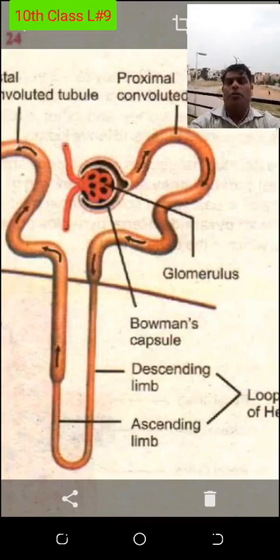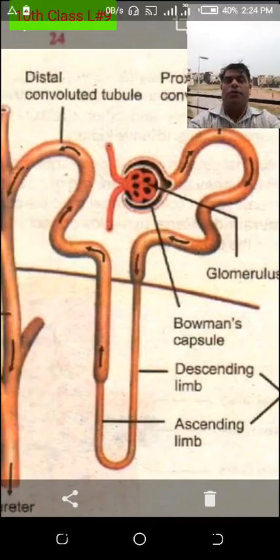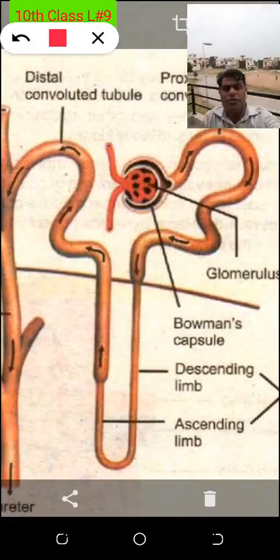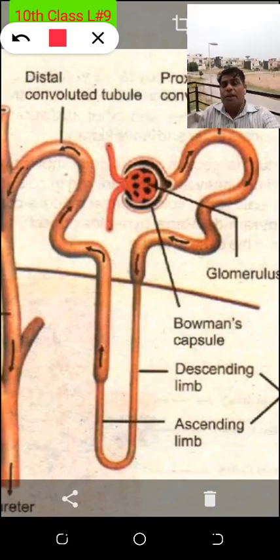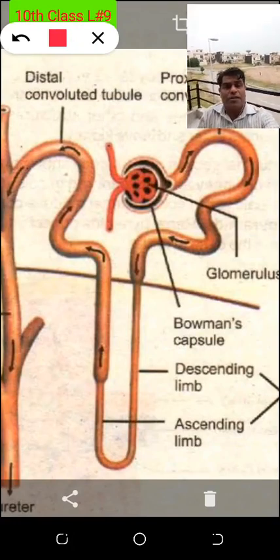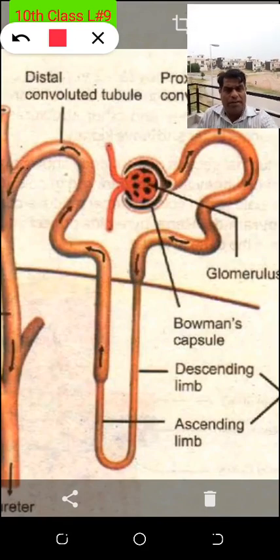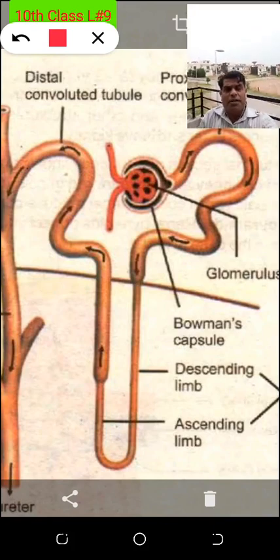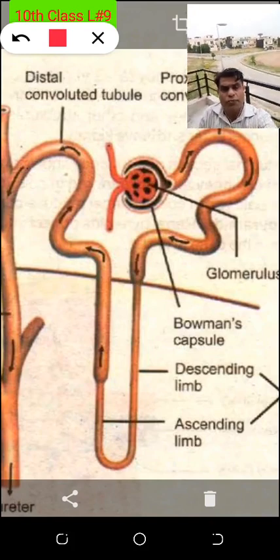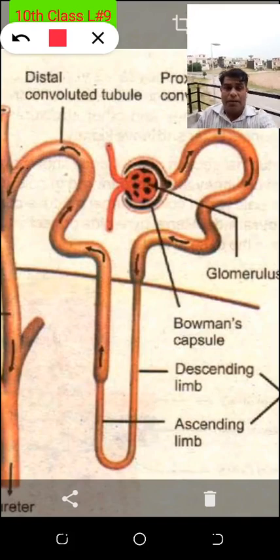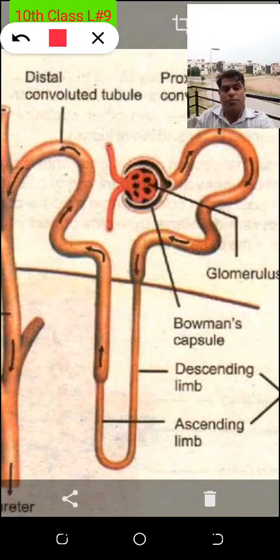Don't worry. First of all, if you see this one, the arterioles: you studied the circulatory system, in which I told you that an artery changes to an arteriole. Normally arteries change into arterioles, arterioles change into capillaries, capillaries go into venules, venules go into veins, and veins go into the vena cava and to the heart. But here a thing occurs which is not present in any other part of the body.